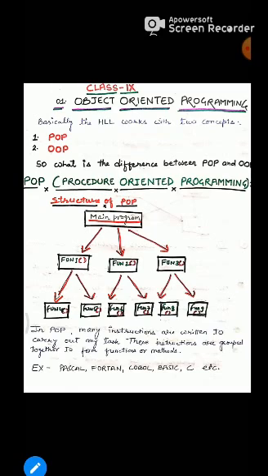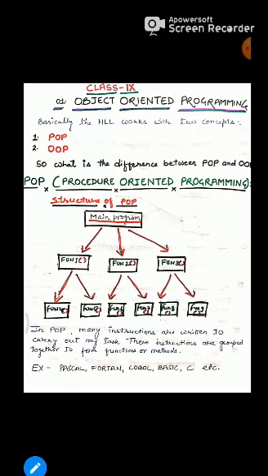What is a procedure? A procedure is a sequence of instructions to be executed. We can say a procedure is a method or function. In the structure we can see the main program is divided into smaller components that are known as functions. If we have any problem to solve in POP, we divide that problem into smaller components which are known as functions or methods.